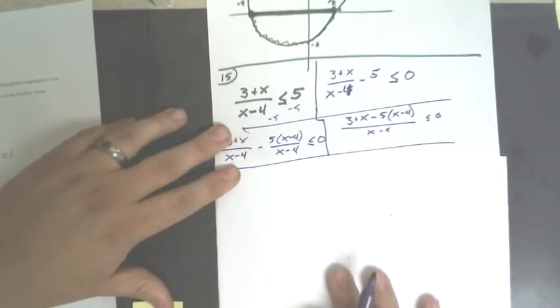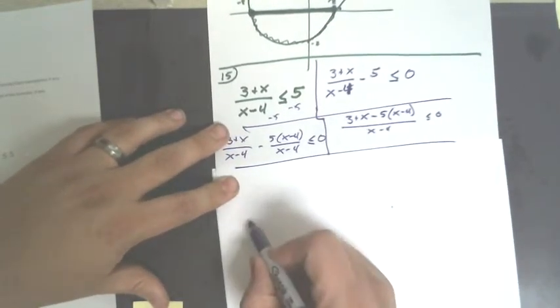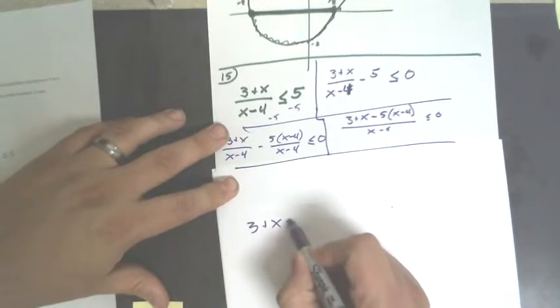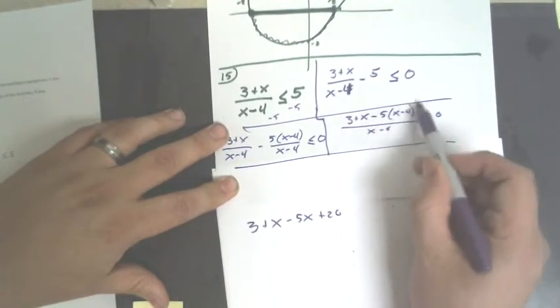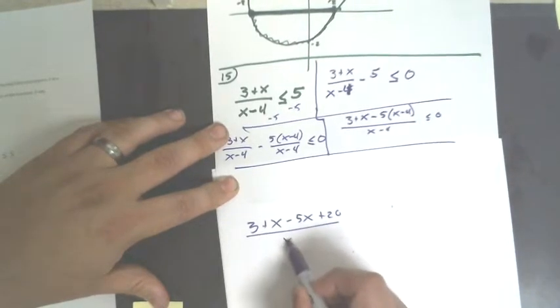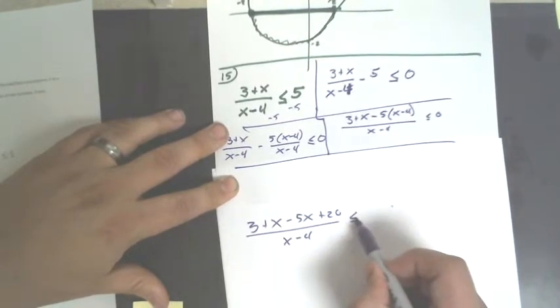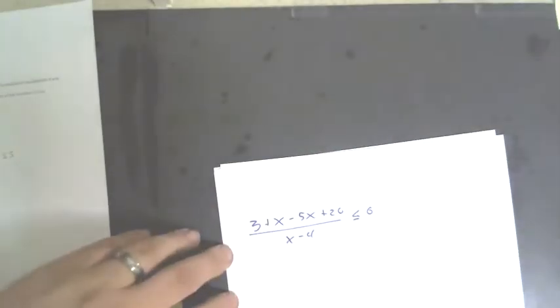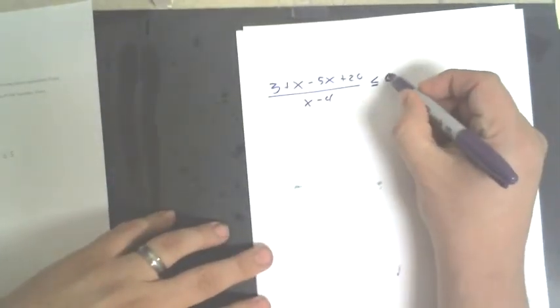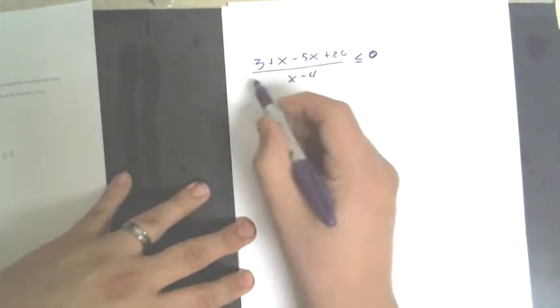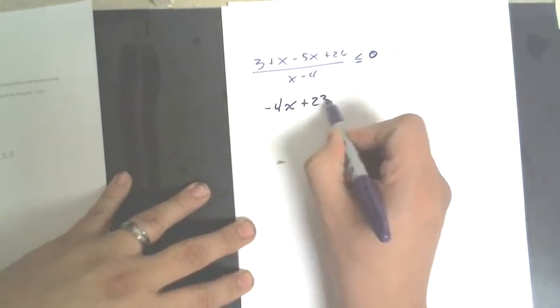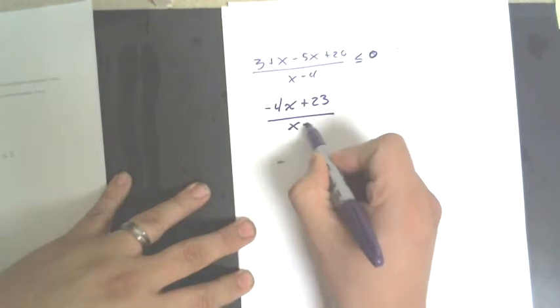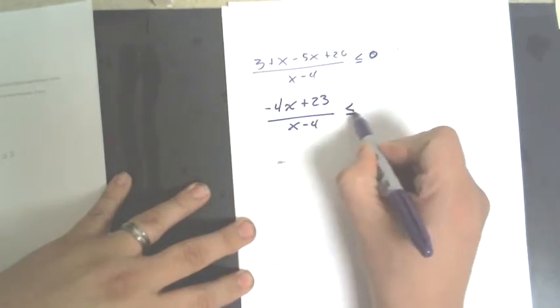So how about 3 plus x minus 5x plus 20 when we distribute that negative 5, over x minus 4 is less than or equal to 0. So what? How about negative 4x plus 23? That's just ugly. Over x minus 4. Where is that less than or equal to 0?